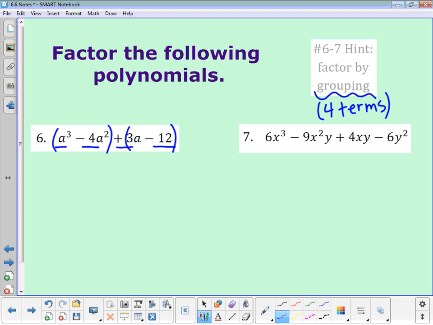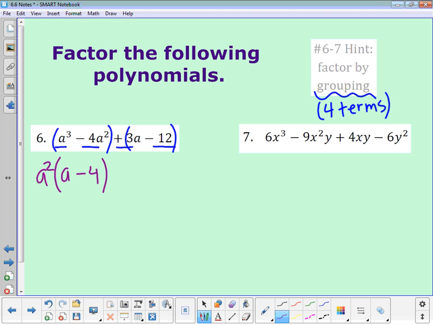I can take out an a squared. When I take out a squared, that leaves me with a minus 4 inside. A to the third divided by a squared is a. 4a squared divided by a squared is 4, and they're being subtracted, so I have subtraction in the middle.